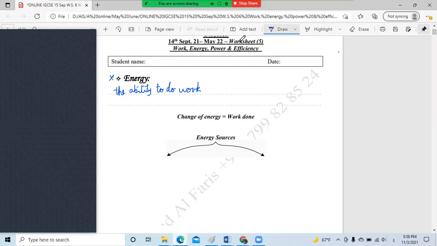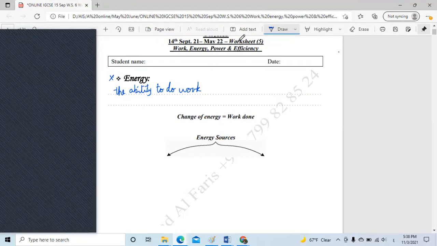For example, if I have 50,000 US dollars and I want to buy a car that costs $30,000, can I buy this car? Yes, I can buy this car because I have the energy, the money, to do this work. But if I don't have the 30,000, I can't buy this car. So how much is left when I buy this car? 20,000.